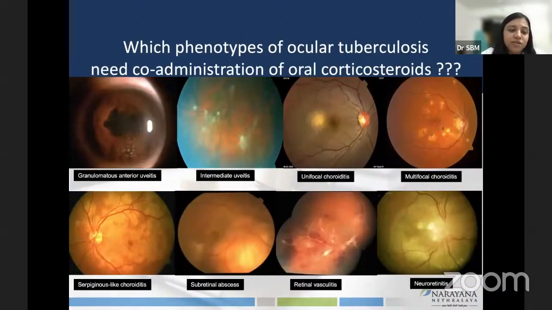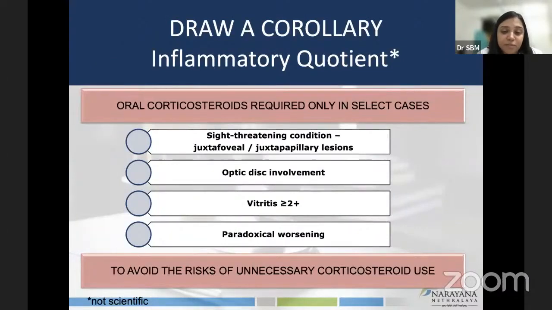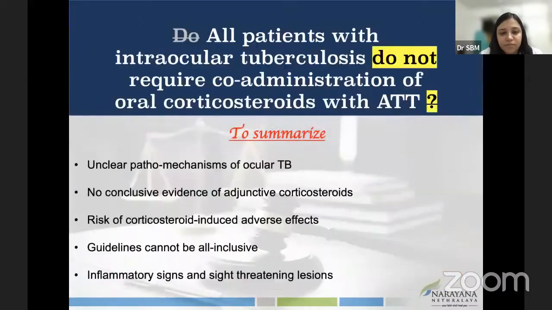Which phenotypes of ocular tuberculosis need co-administration of corticosteroids is still under research, and there are no clear-cut guidelines. But if I draw the corollary from the systemic use of corticosteroids and our experience, we understand that oral corticosteroids are required only in select cases where there are sight-threatening conditions with juxtafoveal or juxtapapillary lesions, where there is optic disc involvement, vitritis more than 2+, or a case of paradoxical worsening. Only in these cases do we need to give oral corticosteroids, to avoid the risk of unnecessary use. So all patients with intraocular tuberculosis do not require co-administration of oral corticosteroids with ATT.